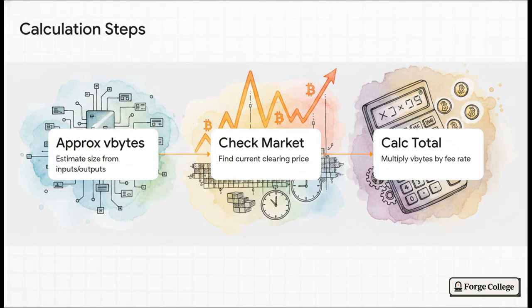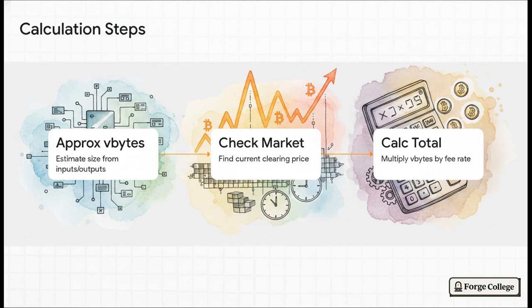Okay, here is the exact practical workflow you should be using every single time you send a transaction. Step 1. Approximate your vBytes based on your inputs and outputs, just like we talked about. Step 2. Check the current market demand to find the clearing price. And remember, the market fluctuates a lot. During periods of high demand, the required postage spikes. During lulls, it drops. You're aiming for a specific confirmation window here.